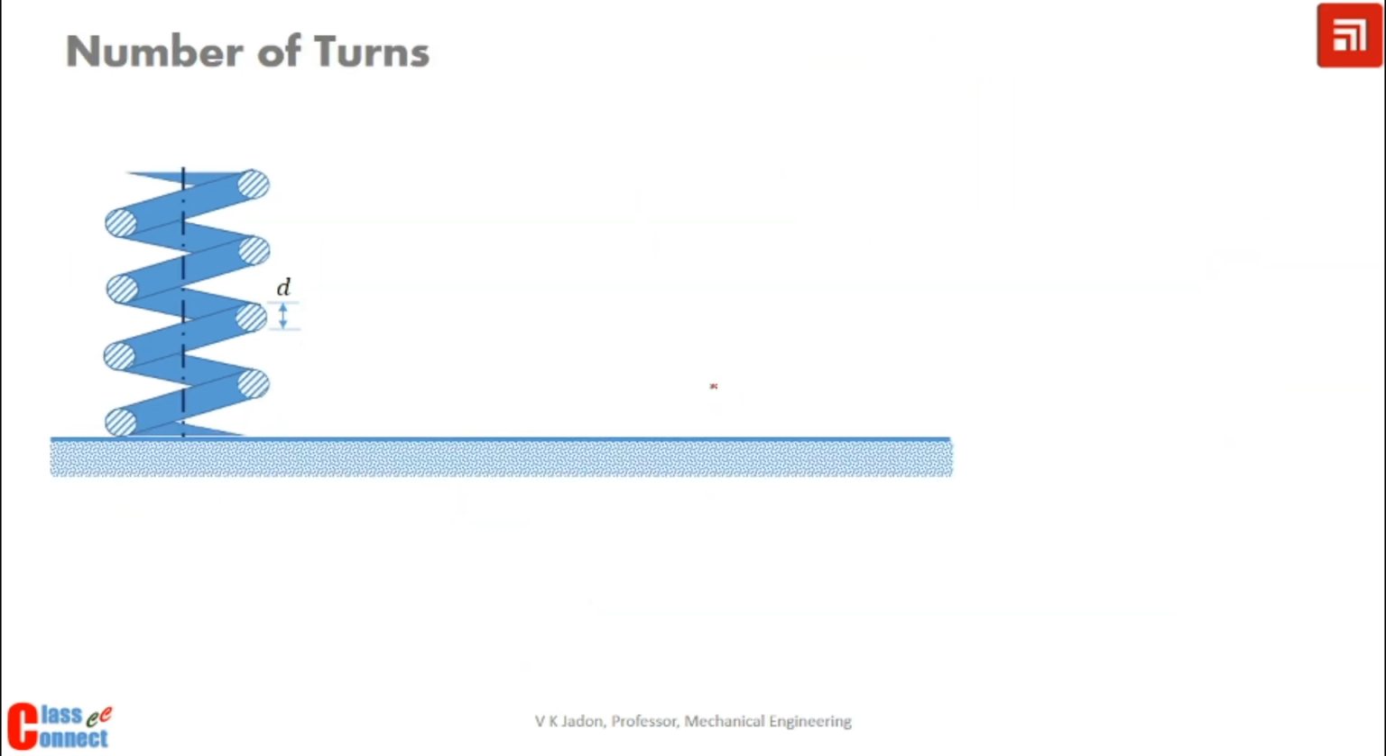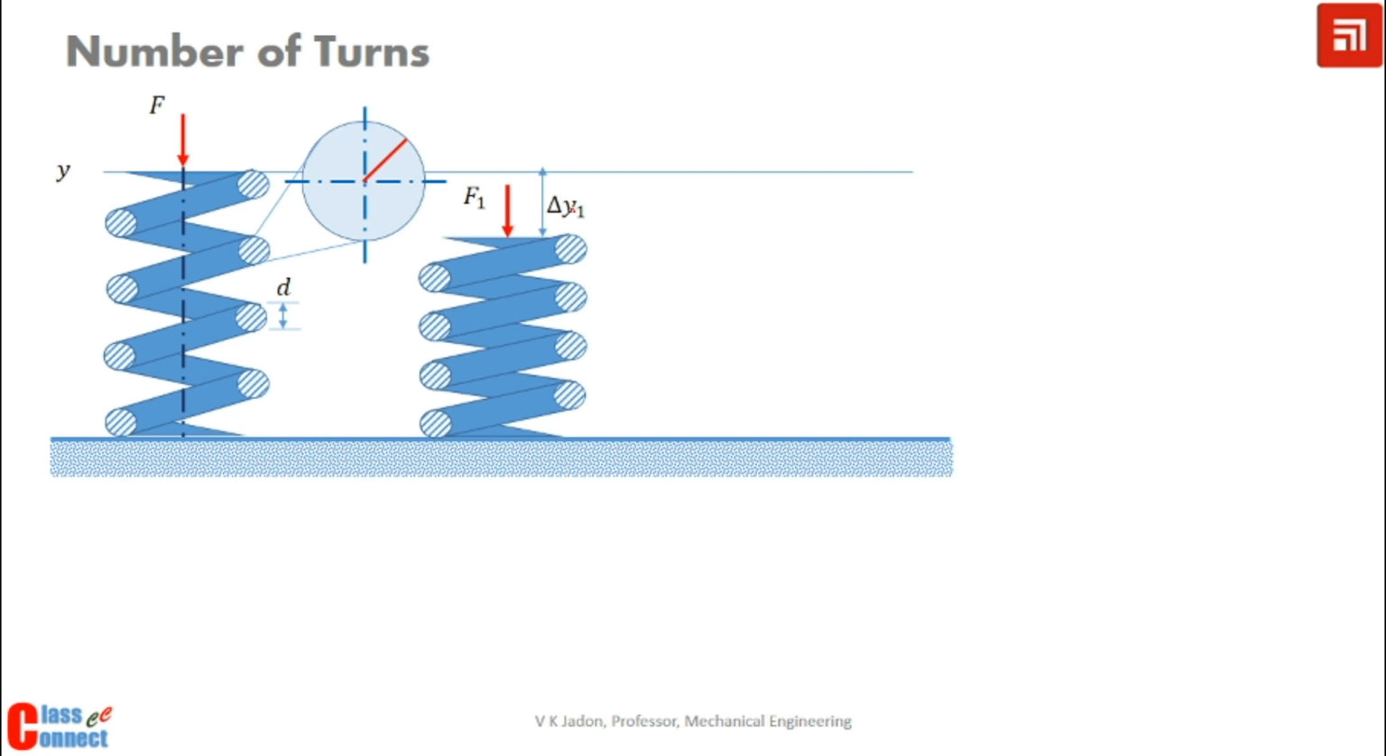The other aspect of design of spring is to obtain the number of turns. When we apply some force F on this spring, it is deflected, and this deflection may be of delta y when we increase this load F to F1. So in this case we have started load from 0 and now we have reached F.